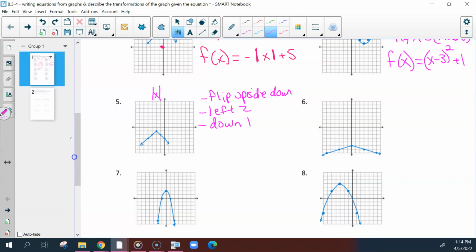Flips upside down, is that vertical or horizontal? Vertical, because you're flipping it over the x-axis. So is that inside or outside? Outside. Vertical is outside. Left 2 would be inside or outside? Inside, because it's horizontal. And then down 1 would be inside or outside? Outside, because it's vertical.